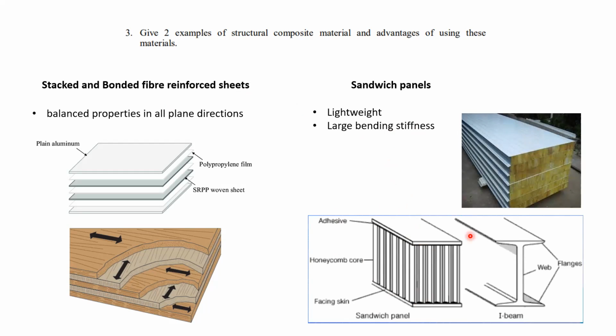And the way it works is it works similar to an I-beam, where the top surfaces take the brunt of the bending loads, and the middle takes the brunt of the shearing loads. Okay, so the major advantage of using sandwich panels is they have very, very high bending stiffness.